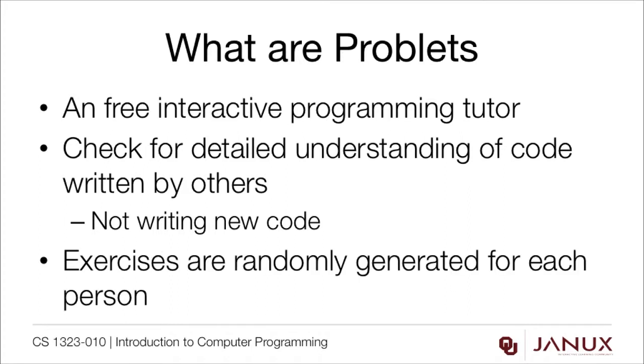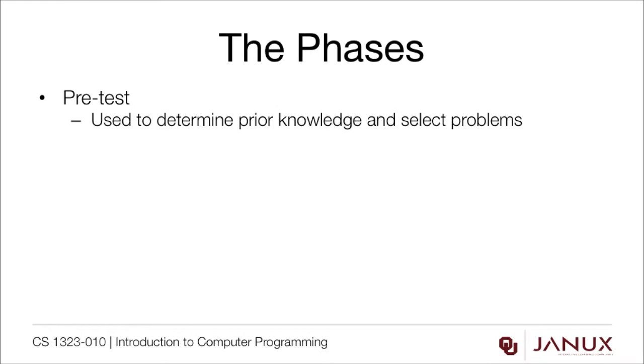Exercises are randomly generated for each person, so you and your best friend may have different exercises. This is a good thing too. There are several phases in a JavaBat problem.